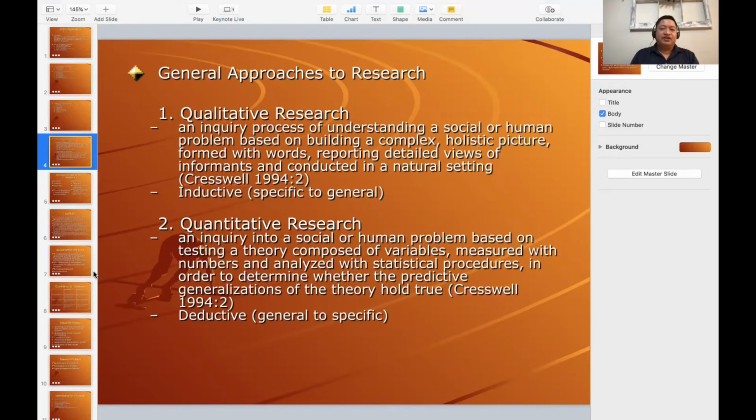So for example, you're starting with a theory, a framework, a theoretical framework that I will show you later. And then you have to test or apply that theory into a specific setting, specific respondents, specific problems. I will show you later. This is just a background of the approaches to research. Moving on.